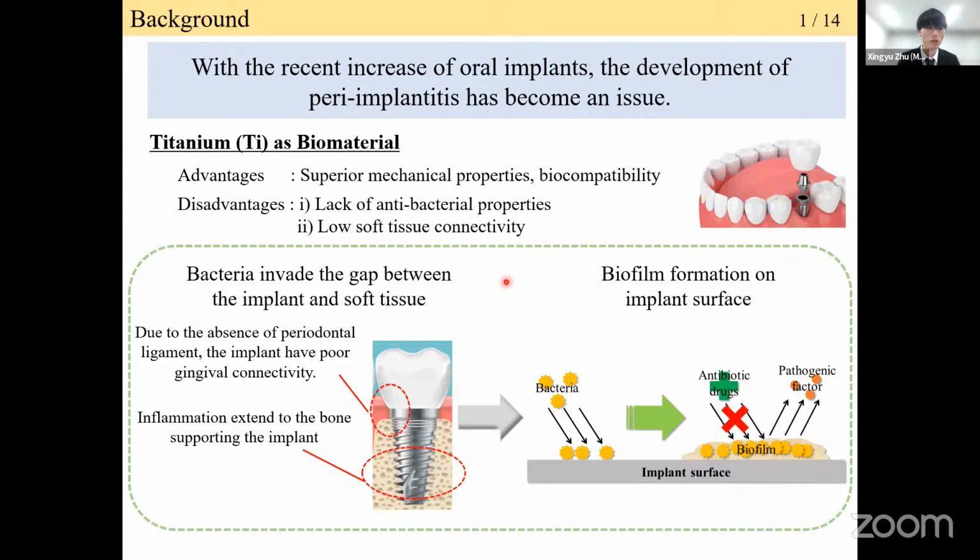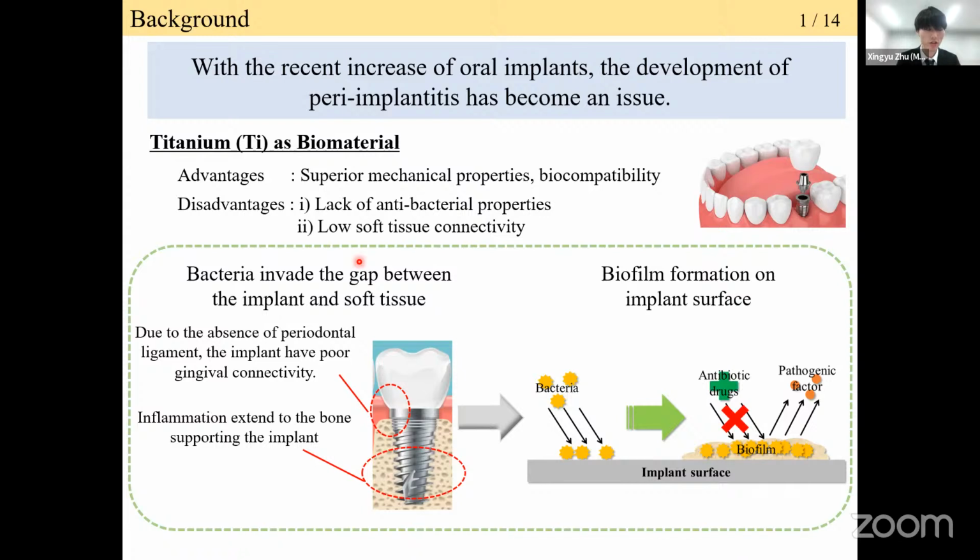First of all, as a research background, the use of implants to treat missing teeth is widespread in the field of oral surgery. However, peri-implantitis has become an issue. And the cause of this problem lies in titanium, the base material of implants. As a biomaterial, titanium has excellent mechanical properties and biocompatibility. But its disadvantages, such as lack of antibacterial properties and low soft tissue connectivity, make it difficult to bond stably to the alveolar bone at the site of attachment.